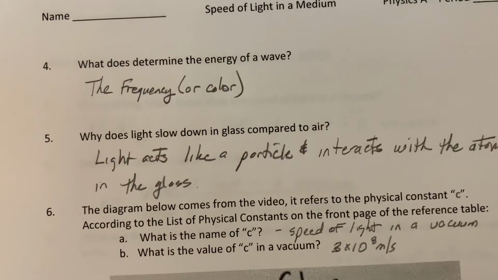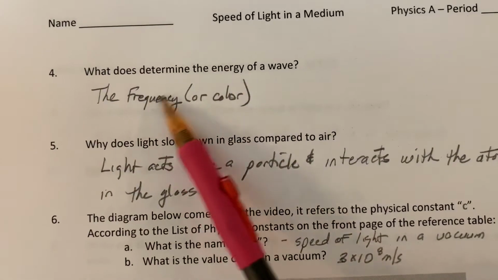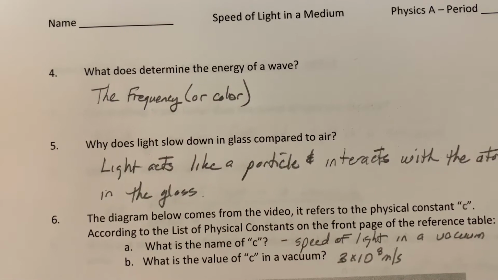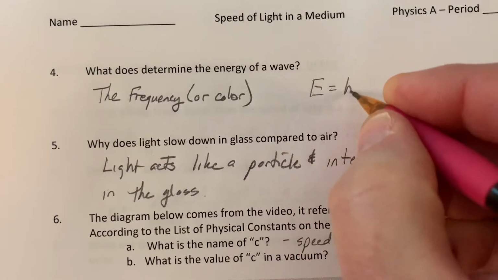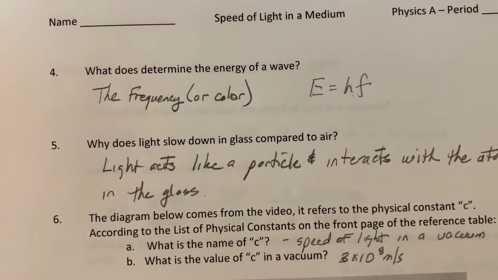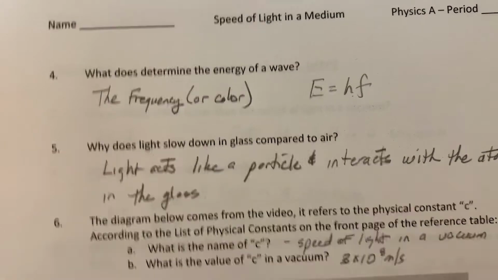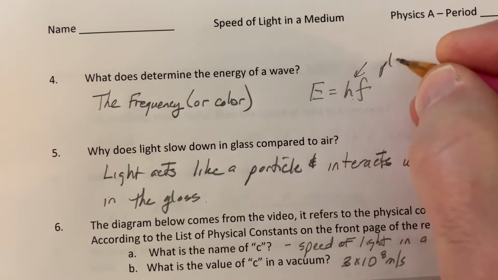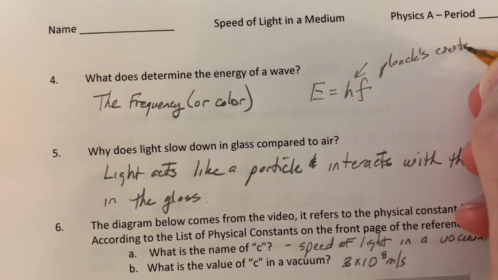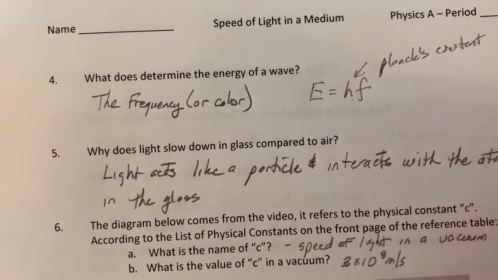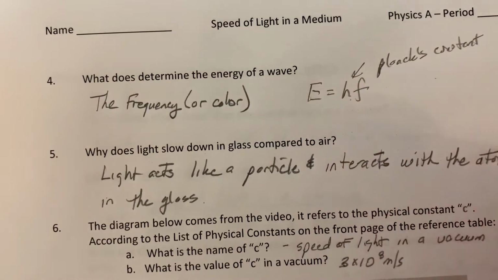Okay, what determines the energy of the wave? The frequency. Now, you're not going to have to do this because we're not going to get to modern physics. But just so you know, the energy is equal to Planck's constant times the frequency. That's Planck's constant. I don't think we're going to get to modern physics, but just so you've seen it somewhere, that's the energy of a little bundle of light.